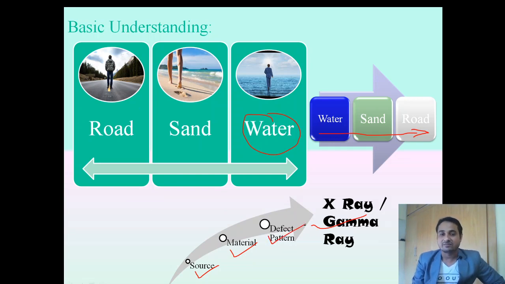Means if there is a cavity in the metal, the gamma ray in the metal will travel slowly, but when it encounters the cavity, it will travel fast. So this also depends on the defect pattern. We can interrelate this walking and traveling of the gamma ray, and it gives a better understanding to our thinking process.